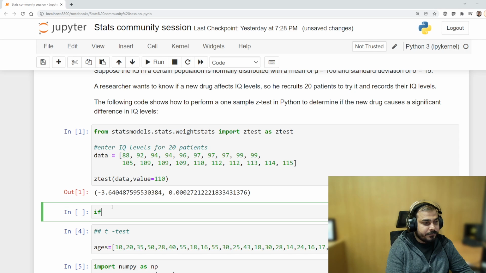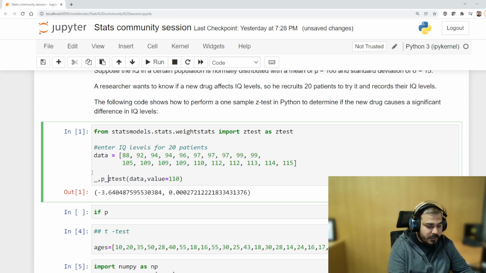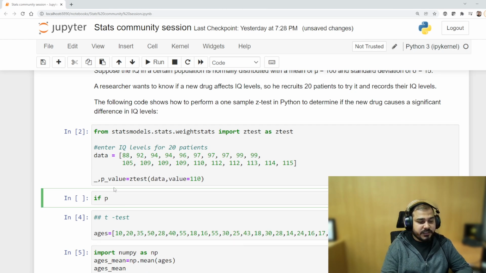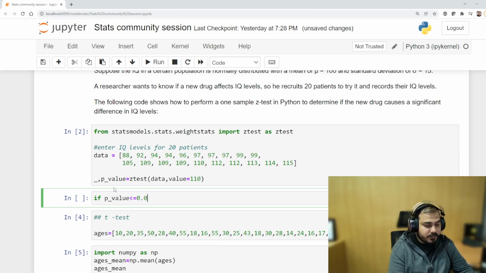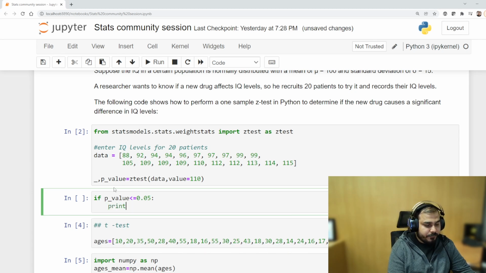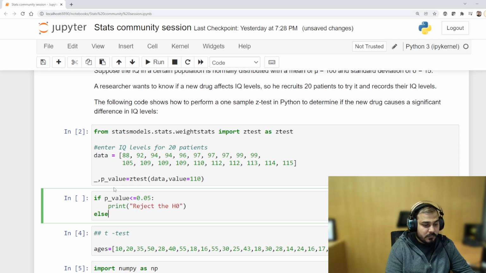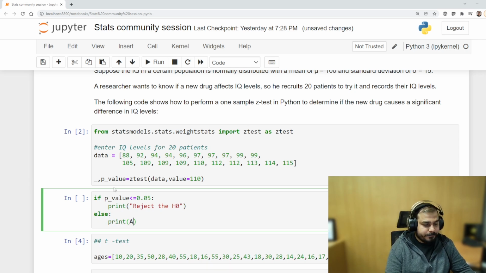Now here I can definitely write a condition. Let me save this in a variable called p_value. I'll write a condition saying that if p_value is less than or equal to 0.05, then I'm going to print reject the H0, which is the null hypothesis. Else I'm going to print accept the H0.